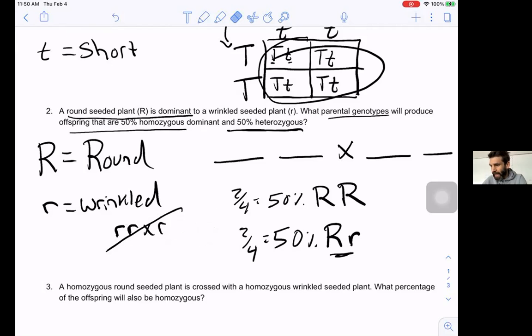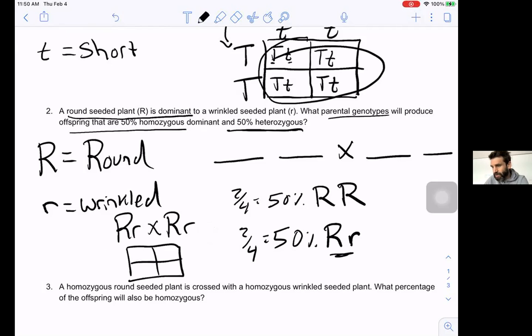Another one we could try would be 2 heterozygous crossed together. Might that produce it? It seems like it could get a little closer, but you know that 2 hets crossed together has this classic pattern where you get 25% homozygous dominant, 25% homozygous recessive, and you do get 50% heterozygous, but it is not what we're looking for here.